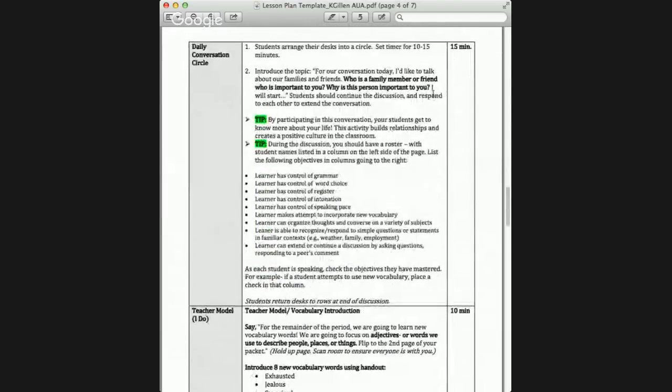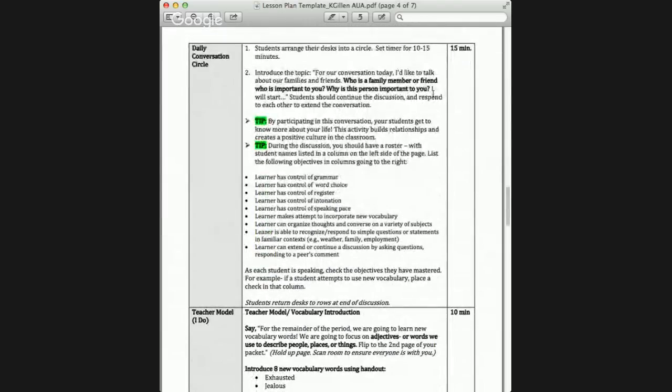Great. So in my lesson, and you don't have to do this, but I think it's a great idea because this is an ESL class and speaking is perhaps the most important skill that they can come away with. In my ESL class, I'm going to have a daily conversation circle. So I'm taking 15 minutes from every day. Students are arranging their desks into a circle. I'm setting my timer for about 10 or 15 minutes, and I'm introducing a discussion topic.